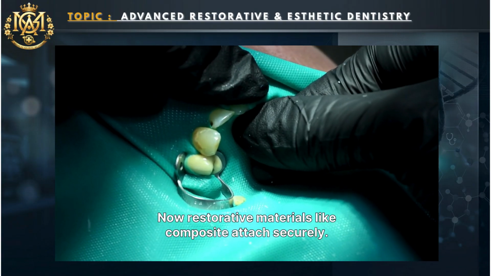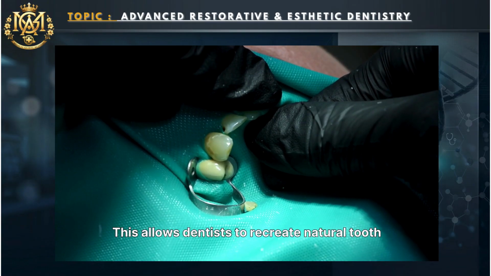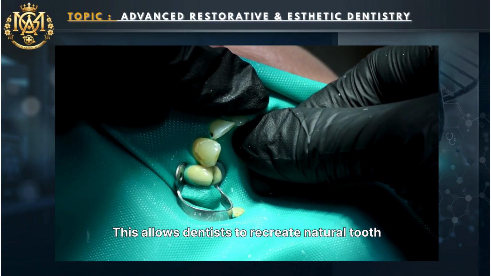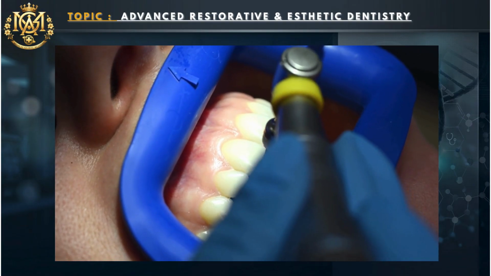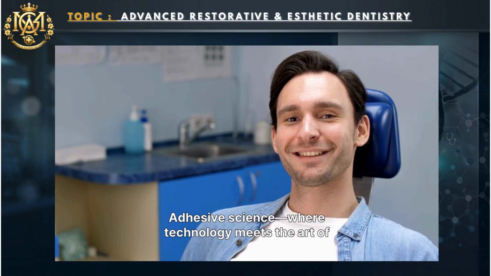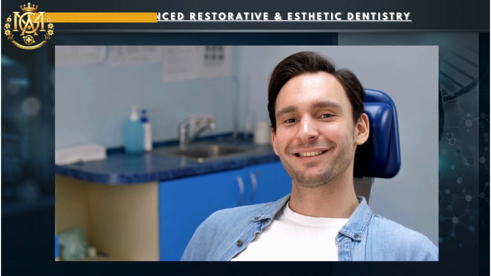Now restorative materials like composite attach securely. This allows dentists to recreate natural tooth shape and beauty. The result is a strong, seamless, and aesthetic restoration. Adhesive science, where technology meets the art of a perfect smile.